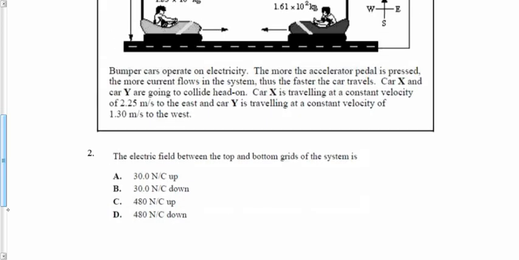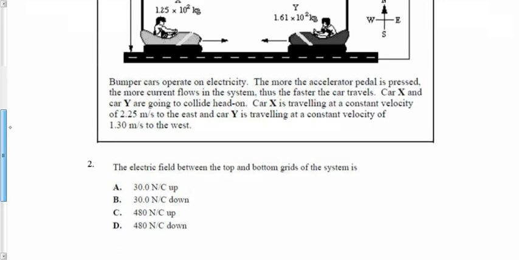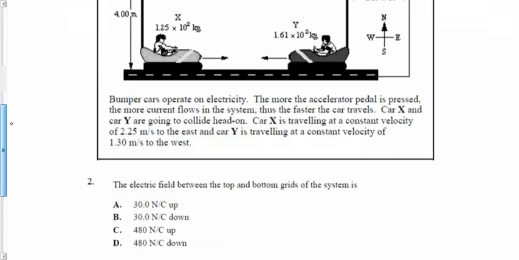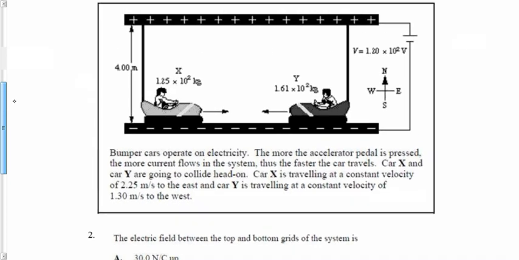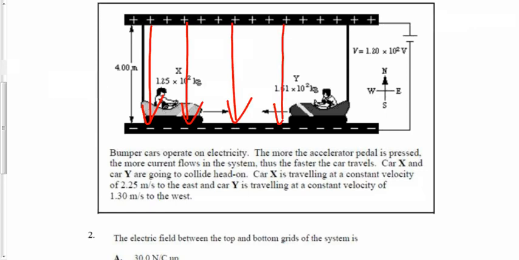Two, the field between the top and the bottom grids of the system. Is this uniform or non-uniform? This would be uniform. First of all, let's determine the direction. The direction is towards the bottom. How do you know that? Well, you know that because I just told you, but how did I know that? If I've got a positive test particle in there, which way would it go? It would be repelled by the top and attracted to the bottom. It would move to the bottom. The electric field always goes away from the positive toward the negative. Okay, so it points downward.